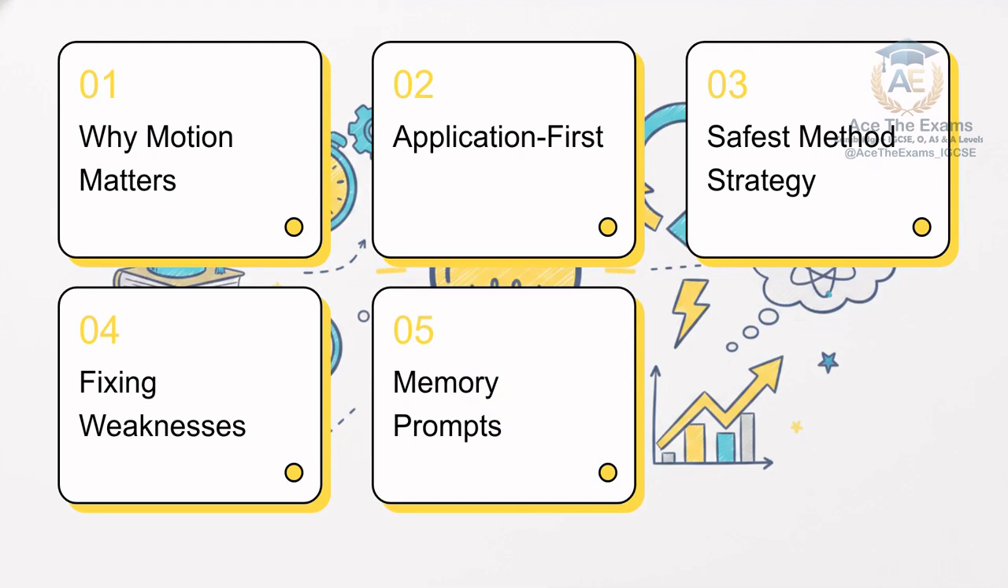Here is our ultimate blueprint for today. First, the hook. Why motion matters outside the exam hall. Second, the application-first approach. Third, the safest method exam strategy to structure your answers perfectly. Fourth, we'll run through an interactive workshop to fix common exam weaknesses. And finally, I'll give you the ultimate memory prompts. Let's map out exactly how to get from being confused about motion to becoming a highly confident exam taker.